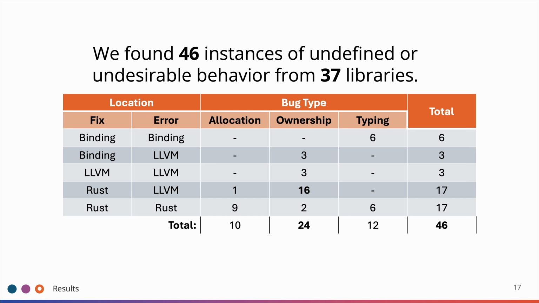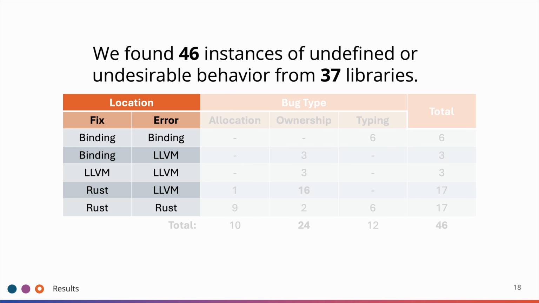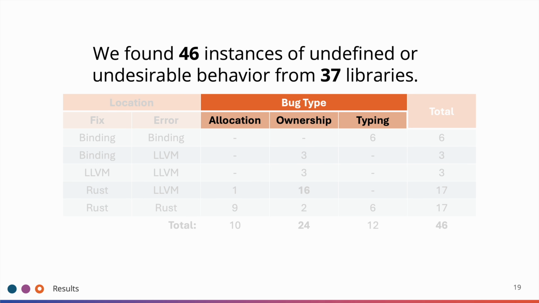Now, we classified these bugs in multiple ways. First, for location, we consider the location of the fix, which we applied in many cases, and the error. So this included the foreign function bindings in Rust, within LLVM, or within Rust. We also identified 3 different bug types based on the characteristics that we saw in these bugs. Allocation includes mostly memory leaks, though we did find one instance of cross-language deallocation. Ownership includes accesses out of bounds and aliasing violations, and then typing bugs typically involved initialization with Rust-specific types.